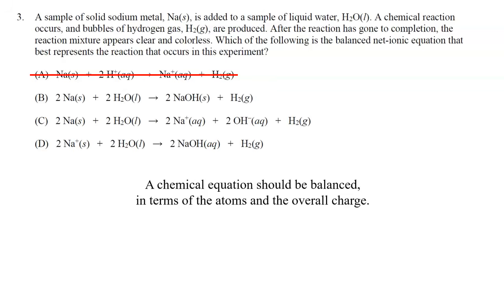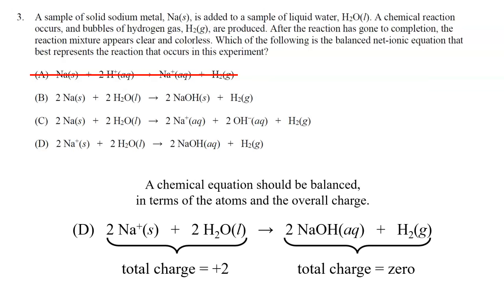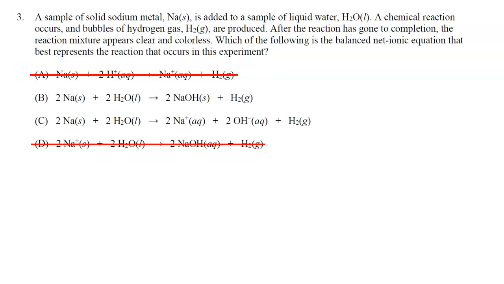Now, let's take a look at choice D. So when I look at the left and the right side of the equation, I see the same number of atoms of sodium, hydrogen, and oxygen on both sides. So that equation is balanced in terms of atoms, but again, it's not balanced in terms of the overall charge. On the left side of the equation, we have 2 Na+ ions. That's a total charge of +2. But on the right side of the equation, there is no charge. There are no ions, and the total charge is 0. So because that equation is not balanced in terms of the overall charge, we can eliminate choice D.